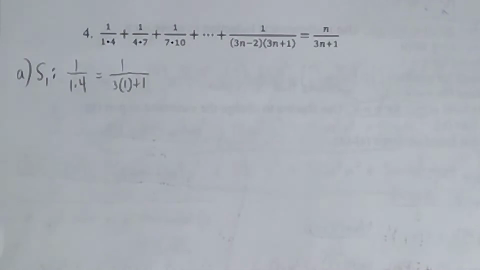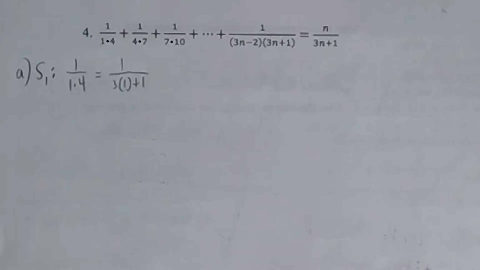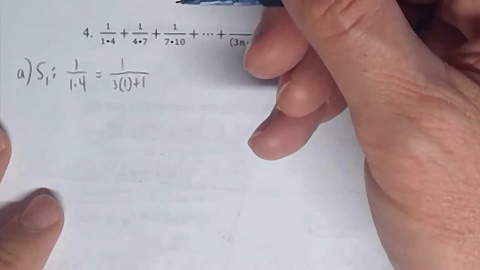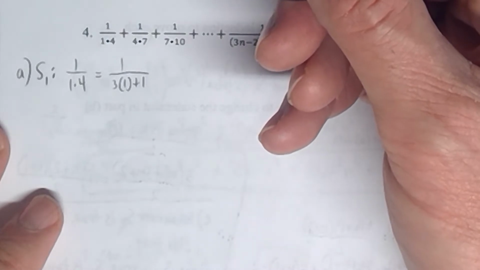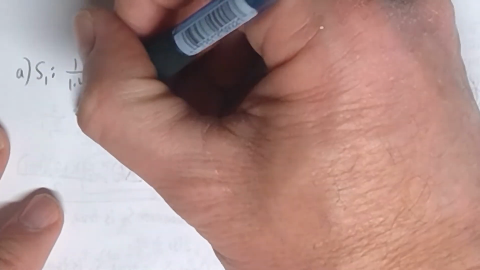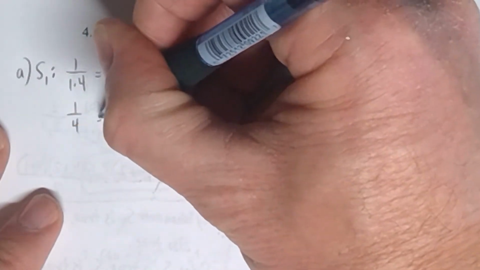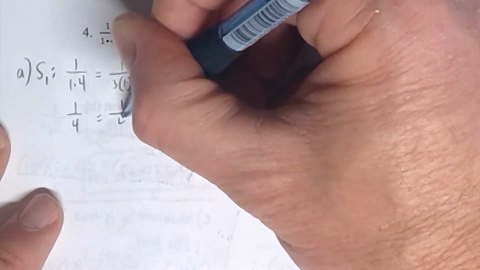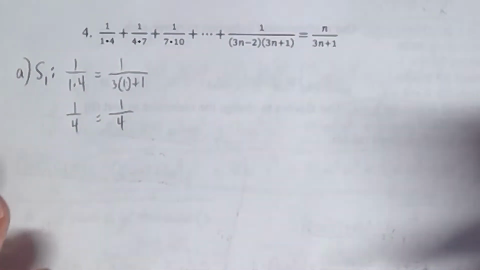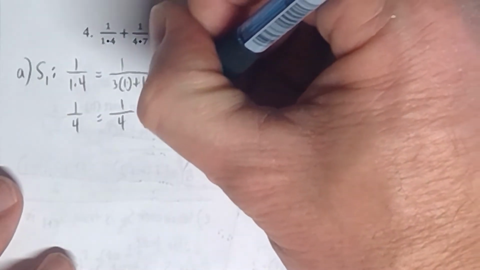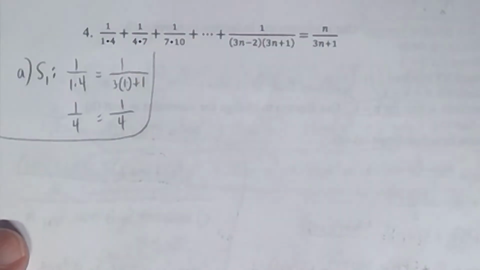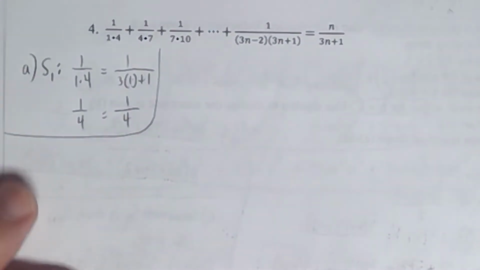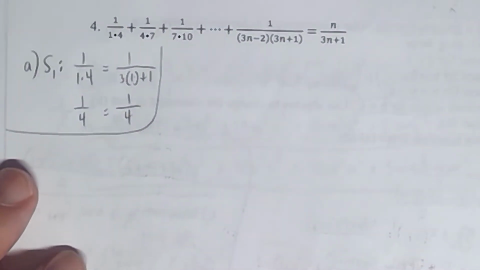We already know this is true, otherwise it would not ask us to verify it. But we just need to prove that it's true to somebody that doesn't believe it. 1 over 1 times 4 is 1/4. And then as you can see here, 3 times 1 is 3, plus 1 is 4, and we just proved it. Both of them clearly are equal to 1/4 just by doing order of operations on each side, just like we did in the previous problems.